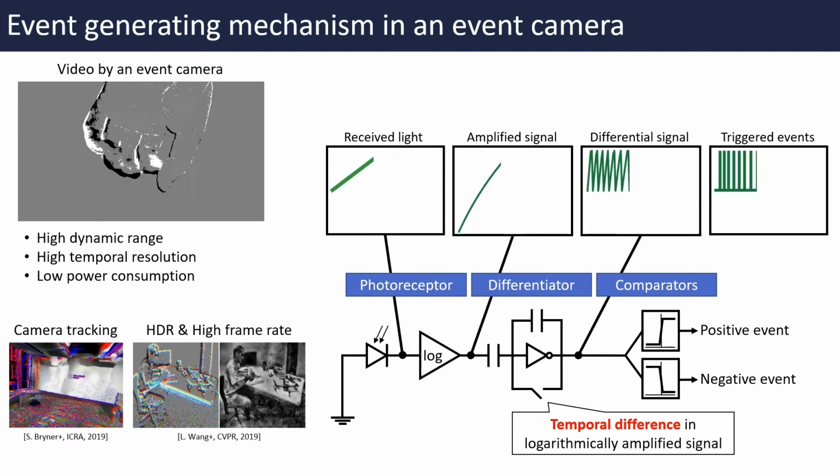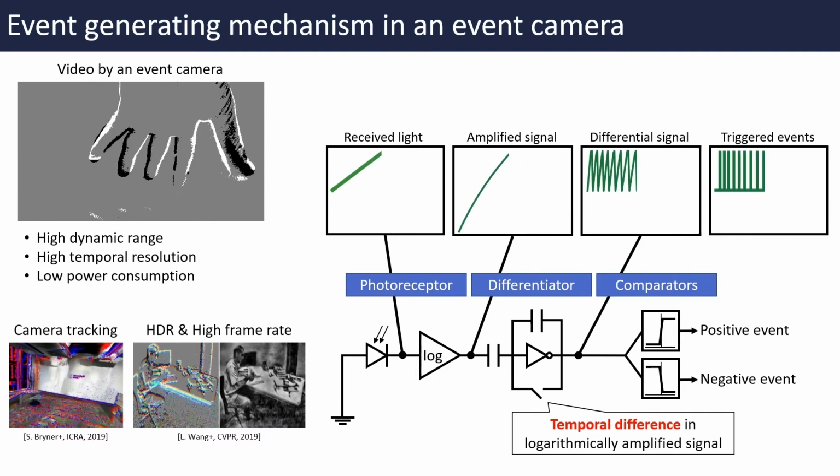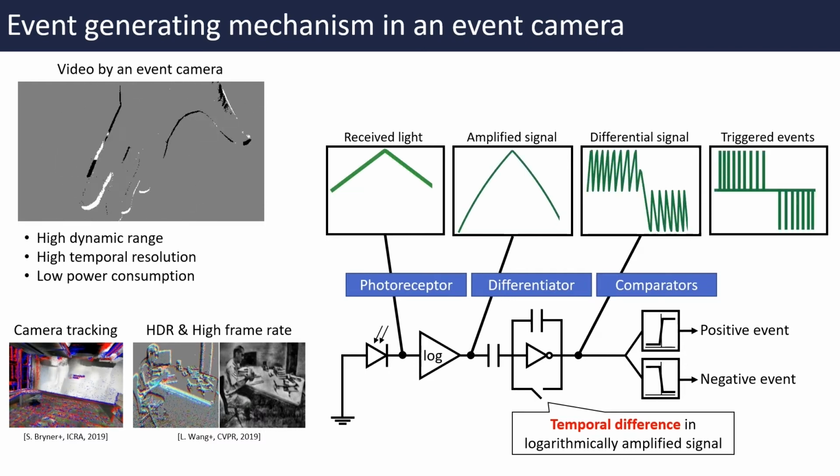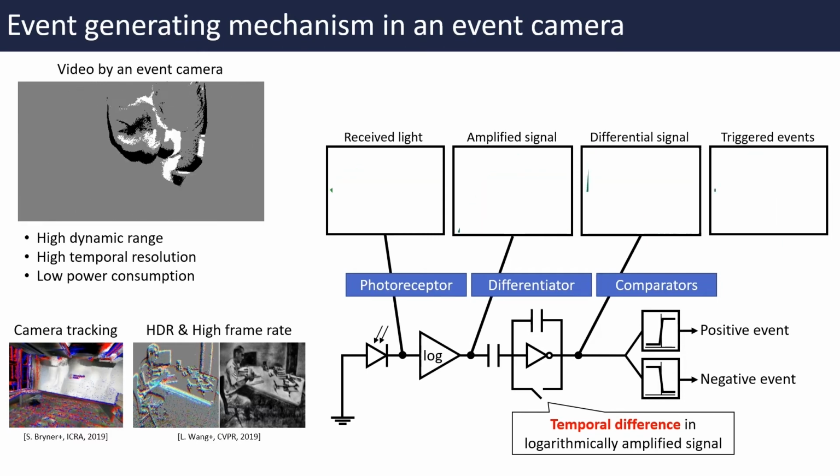Each pixel in an event camera consists of a photoreceptor, a differentiator, and comparators. Received light is logarithmically amplified and then its temporal difference is calculated in the differentiator. Once the difference is over a threshold, an event is triggered as well as the difference is reset to zero. Note that accumulating the events enables to reconstruct the differential signal because of the fixed threshold.